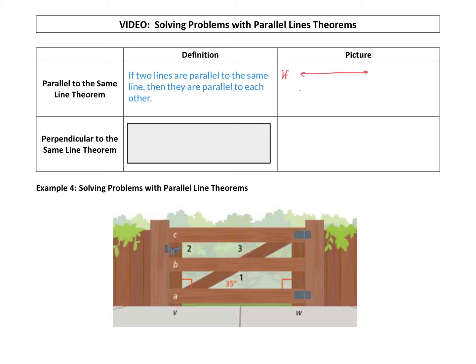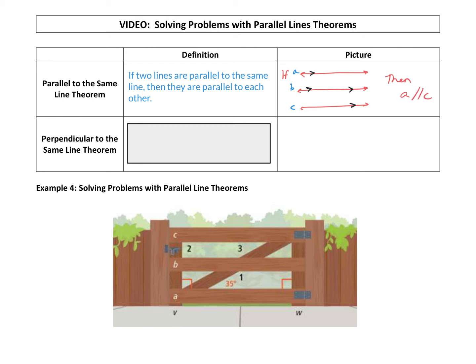So let's say we have three lines A, B, and C. Here's A, B, and C. So let's say that line A is parallel to B. And then we're told that line C is parallel to B. So if two lines, A and C, are parallel to the same line, they're both parallel to line B, then that means they are parallel to each other. So then line A is parallel to line C.